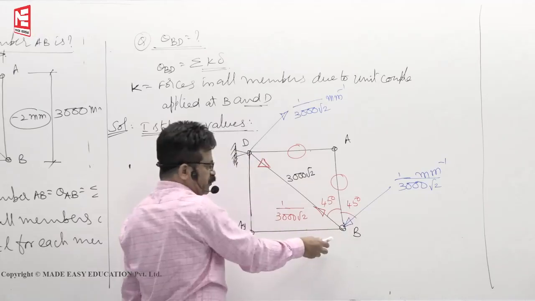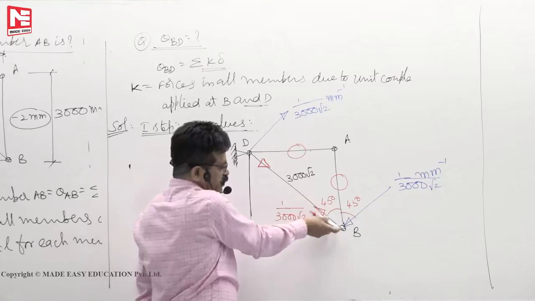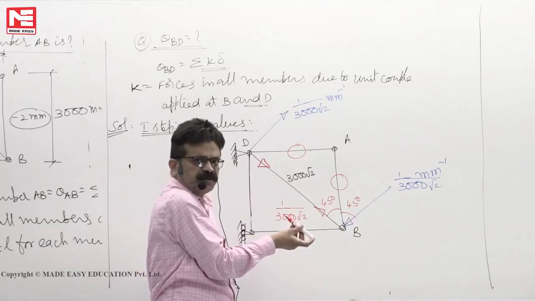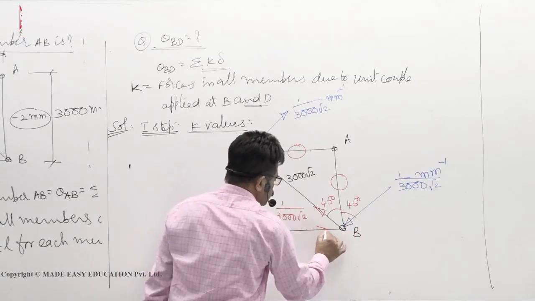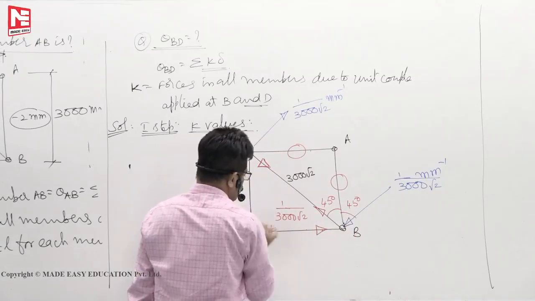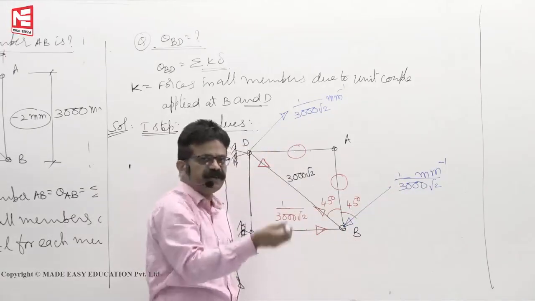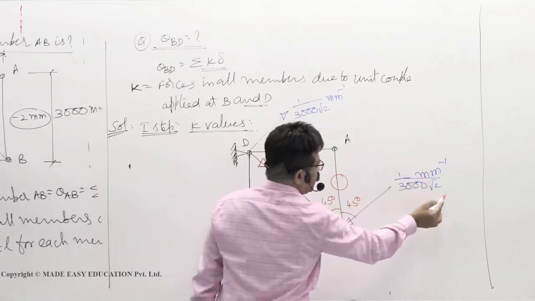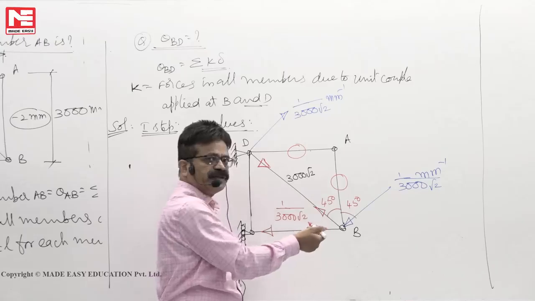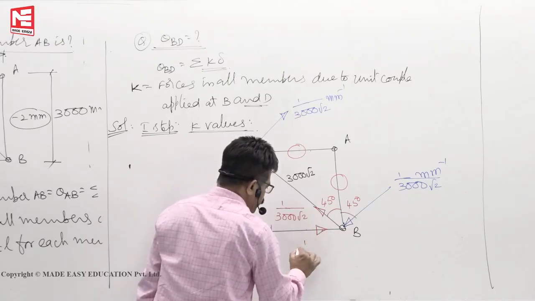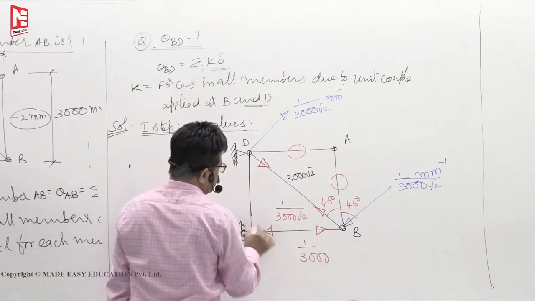Next, sigma x equals 0. 1 by 3000 root 2 cos 45 is going left side. This is also going left side only. Let both of them go left side, but the third one can act on the right side. So this will go right side, towards the joint. How much is it? 1 by 3000 root 2 cos 45 means 1 by root 2 again. So here 1 by 3000 into 2. This also is the same, 1 by 3000 into 2. So 2 times when you add it, you will get 1 by 3000. So towards the joint.